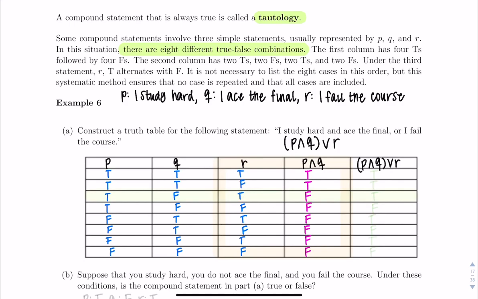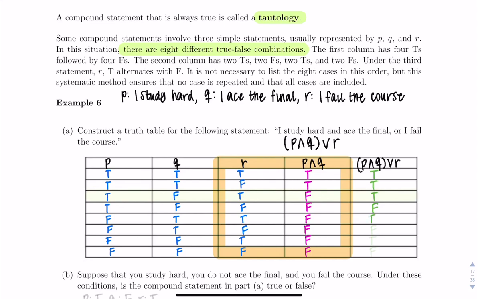And so we're taking the column we just made and we're combining it with an or statement from the third column. So we're looking at the third and the fourth column, and we're doing an or statement. That means as long as there's one true present, it's a true statement. So we have true or true, which is true. We have false or true, which is also true. True or false, which is true. False or false, which is false.